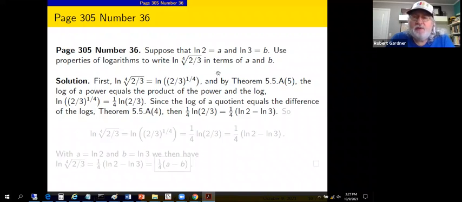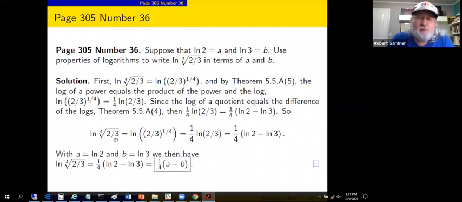What were we trying to do? We're looking for log 2 and log 3. So we can make a substitution and express this thing in terms of A and B. Well, we got the log of 2/3. Okay, that's a log of a quotient. The log of a quotient equals the difference of the logs, part 4 of the properties. So the log of 2/3 is the log of 2 minus the log of 3. Don't forget, this whole quantity is multiplied by 1/4, so don't forget the parentheses.